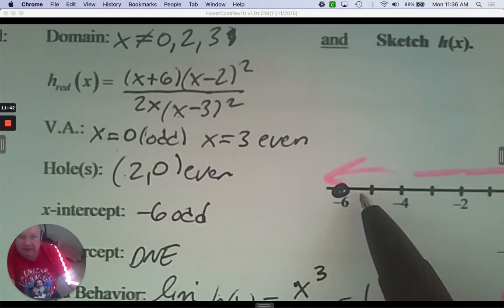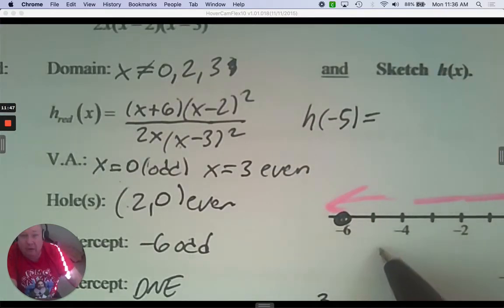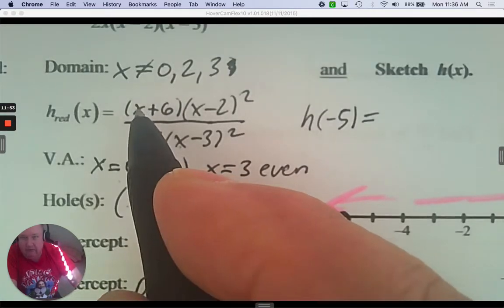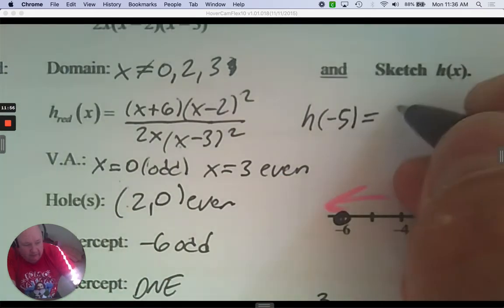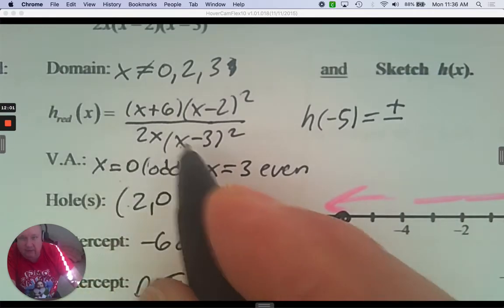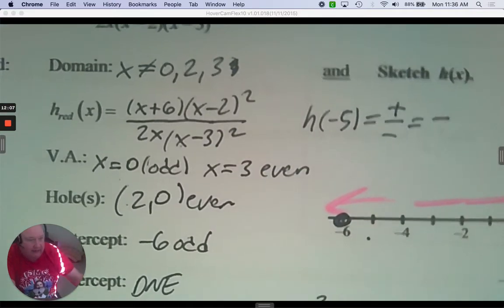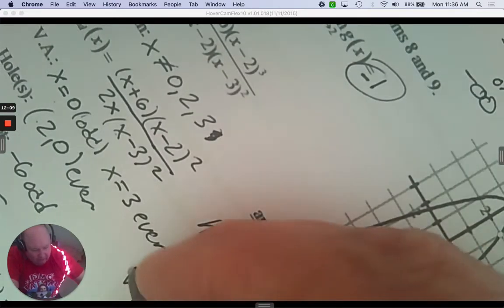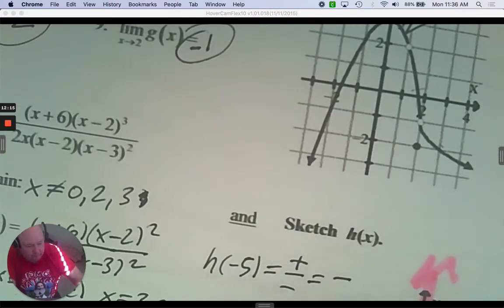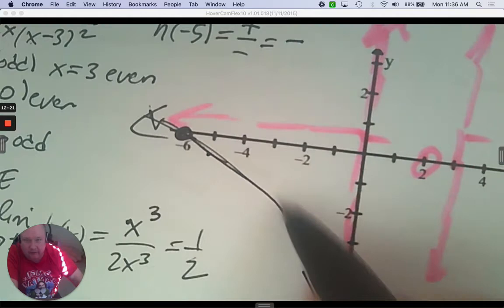What would happen if I plugged in -5? Would it give me a positive answer or a negative answer? And then I could see how it crosses. So -5 plus 6 gives me a positive answer on top. -5 times 2 is a negative times a positive, which is negative. So altogether, I know at -5 is a negative answer. So I have a good sense of where this is going. So it crosses over at -5 to a negative answer. So this is the direction it crosses over.